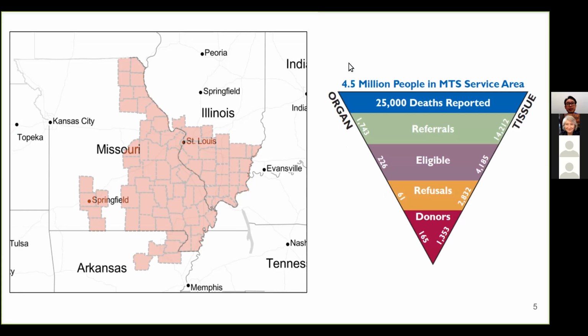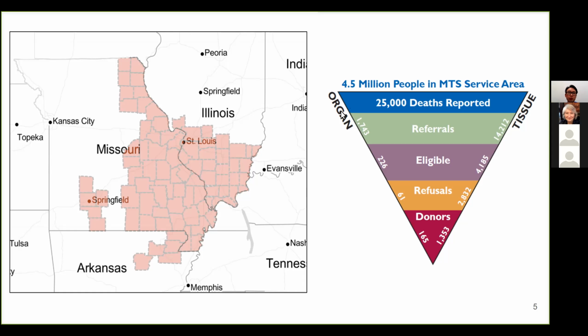On a yearly basis in this region, again, there's about 4.5 million people, and about 1,700 referrals for organ donation occur. A bit over 200 of these people are found to be eligible organ donors, and then somewhere between 150 to 200 people become actual organ donors. You see on the other side of this graphic the numbers for tissue donation, and I think organ donation is something that most people are familiar with.